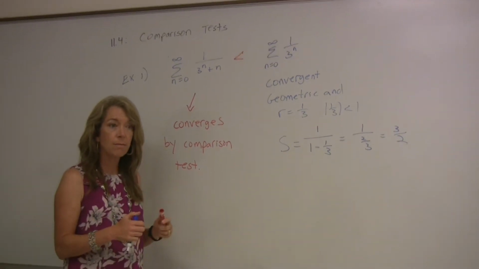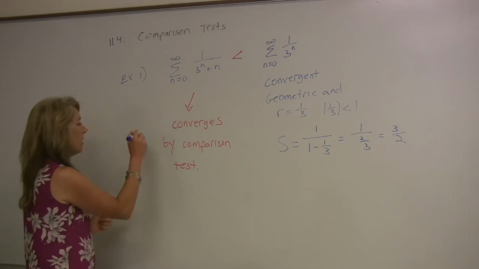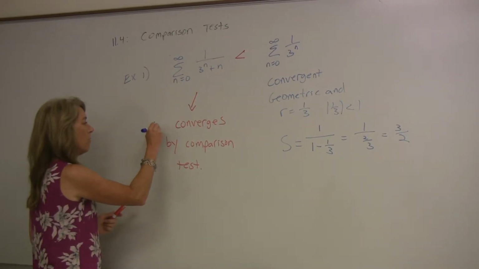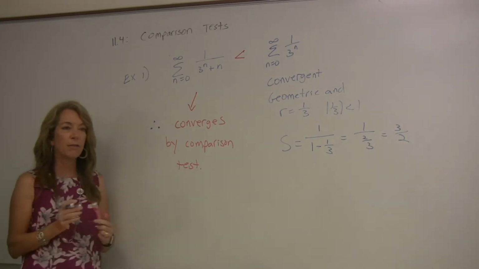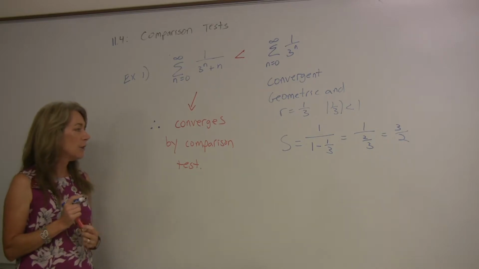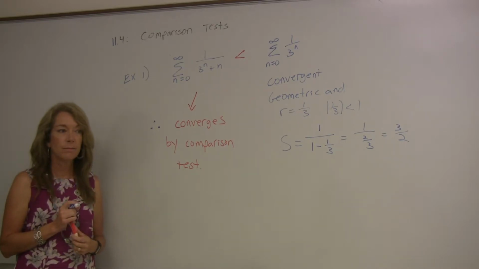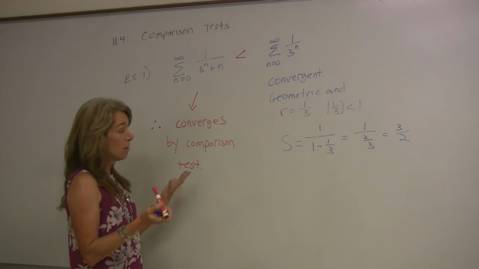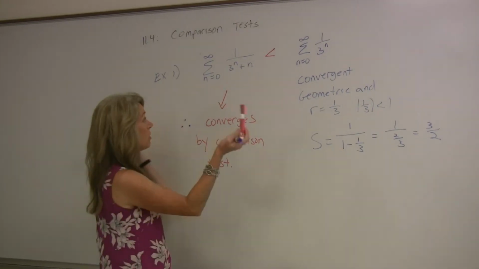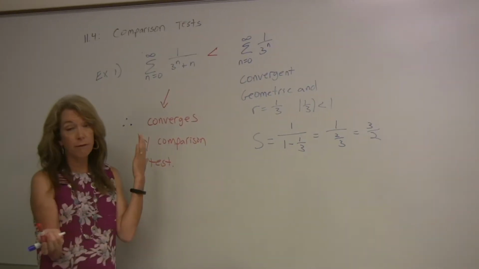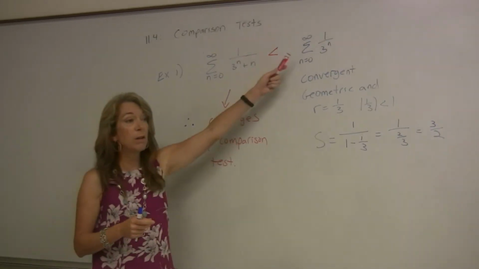Yes? What is that therefore symbol? Therefore, three little dots in a triangle form. Therefore, converges by the comparison test. But if this problem was on the homework, you could just write this, and you'd get full credit, because you've shown me what you compared it to.